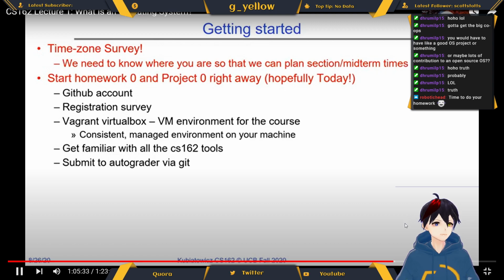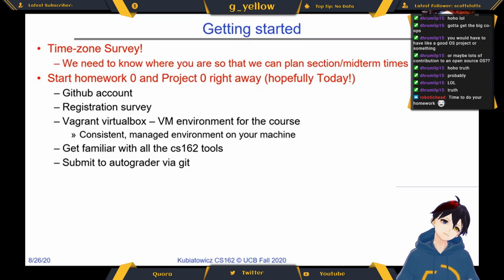But homework 0 gets you going on things like getting your GitHub account and registration, getting your virtual machine set up, and getting familiar with the autograder. So homework 0 is up and it's something to get going on right away, and we will announce as soon as project 0 is up. It's going to be out soon.